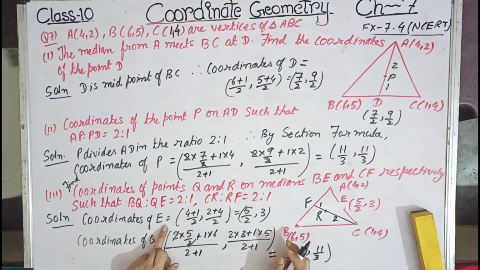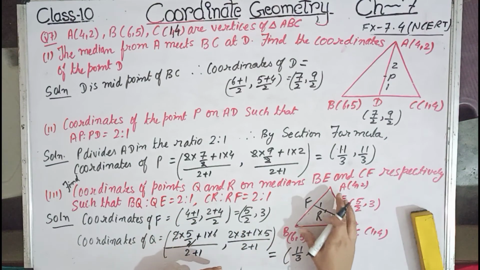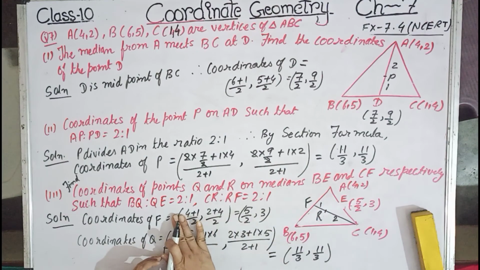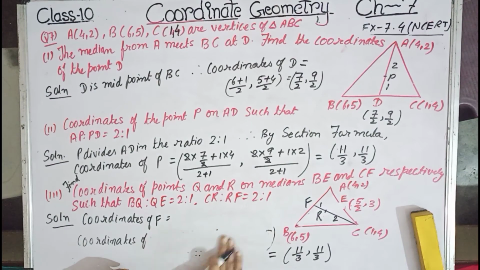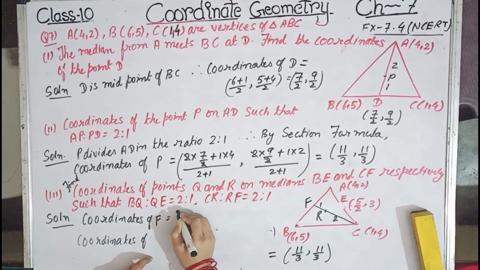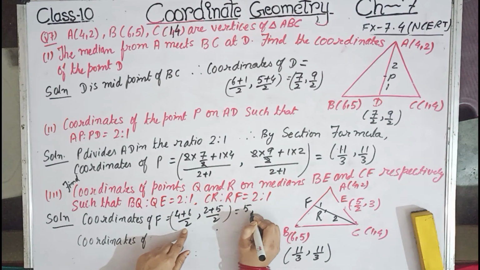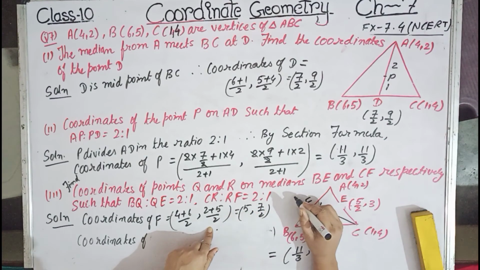So similarly, the coordinate of F will be given by the midpoint formula, as F is the midpoint of the line segment AB. So this I can write as (4 plus 6) by 2 and (2 plus 5) by 2. So this will be 10 by 2, it is 5, and this will be 7 by 2. So we got the coordinate of F as 5, 7 by 2.